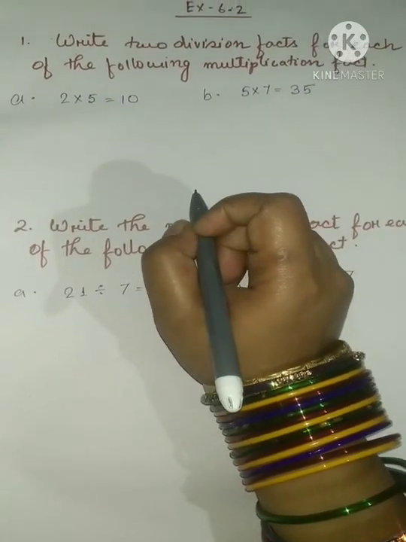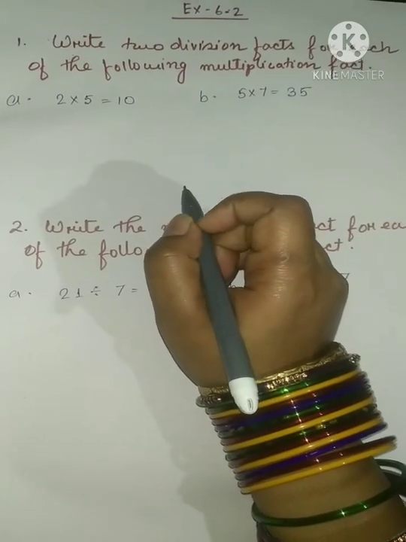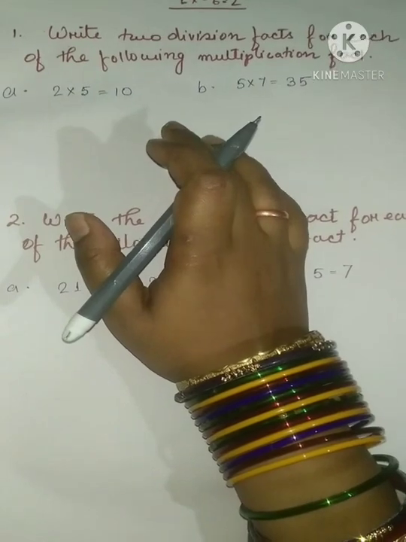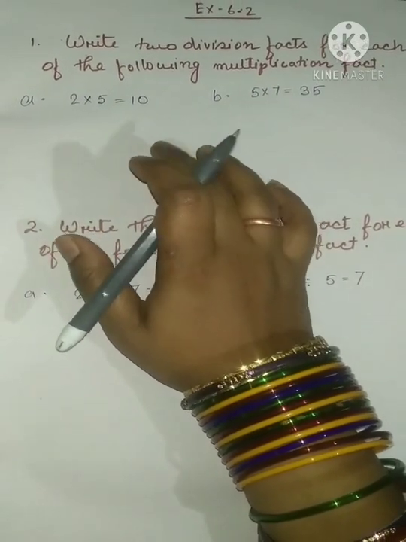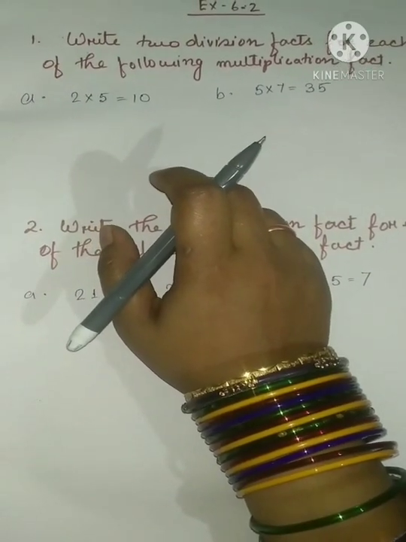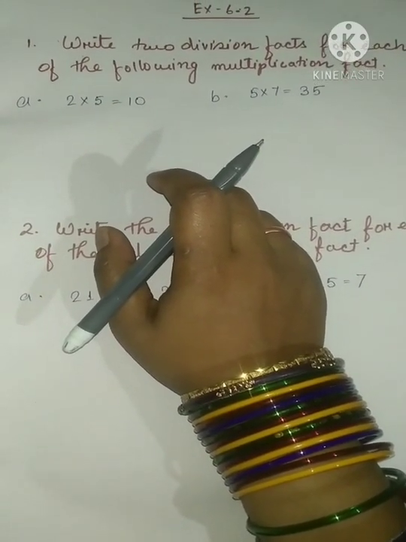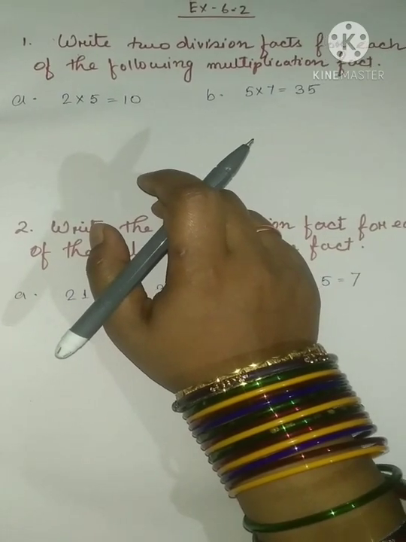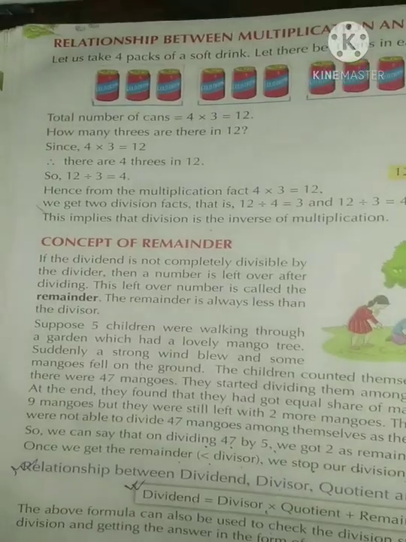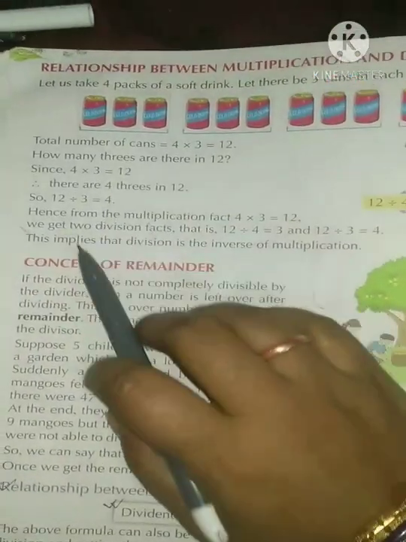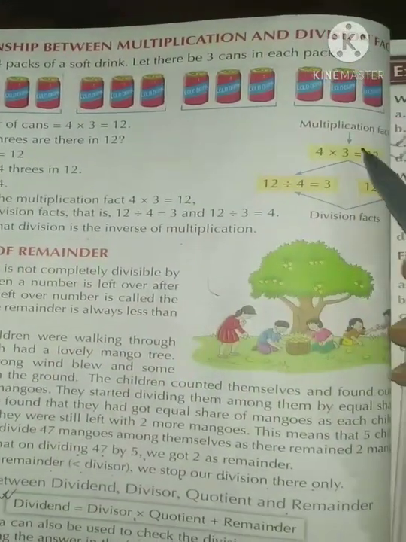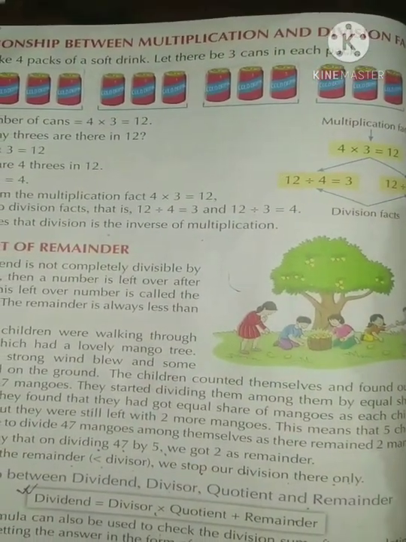So in the previous class yesterday I taught you the relationship between multiplication and division facts. Isn't it, students? So the method I have shown you, that one only will be the same. That method we will do here. Yesterday, whenever I discussed the topic, the relation between multiplication and division facts, there was one line. So you can see the line. This implies that division is the inverse of multiplication. So this process we did yesterday, the same process we are going to do here today.